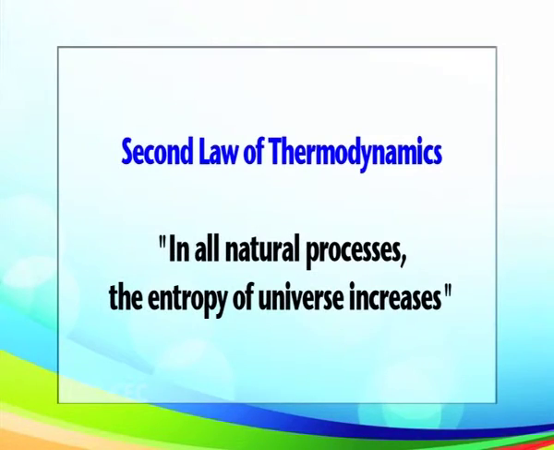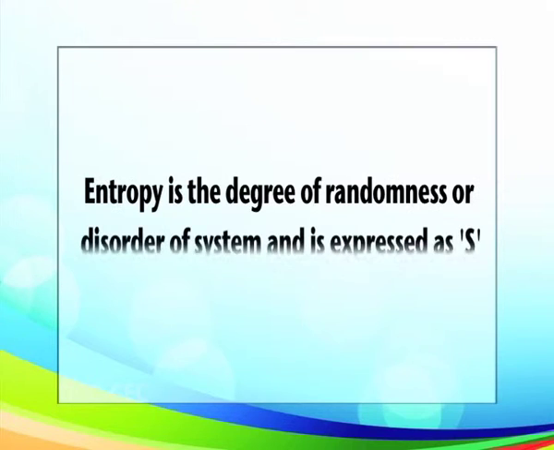While the second law of thermodynamics states that in all natural processes, the entropy of the universe increases. Entropy is the degree of randomness or disorder of a system and is expressed as S. Any change in randomness of the system is expressed as entropy change, that is delta S, which by convention has a positive value when randomness increases.